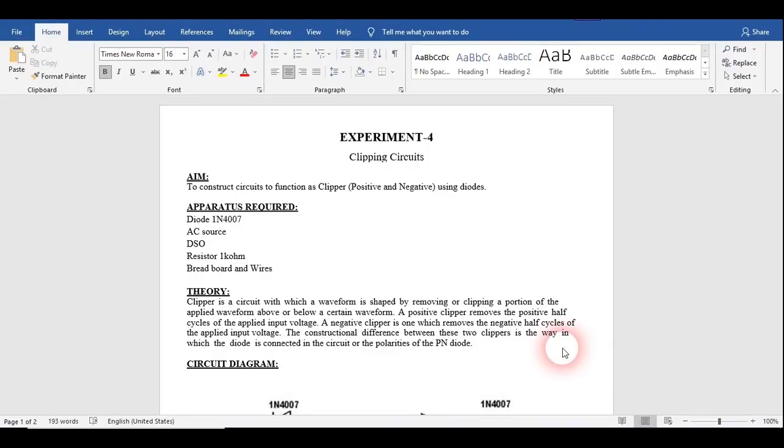So today we are with our fourth experiment, that is the clipping circuit. We are going to construct a clipping circuit. So what is a clipping circuit?